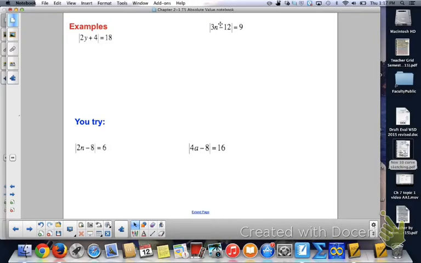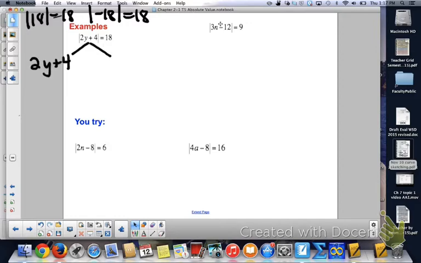Okay, more examples with absolute value. This one right here: the absolute value of 2y plus 4 equals 18. So we know that the absolute value of 18 equals 18, and the absolute value of negative 18 also equals 18. So that tells me that what's inside that absolute value could equal 18, or what's inside that absolute value could equal negative 18. And now we just solve each equation.